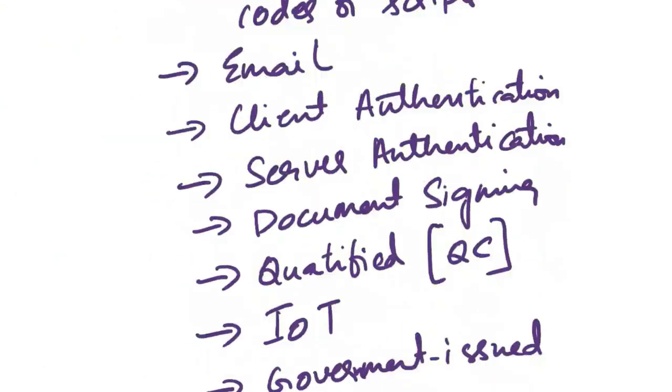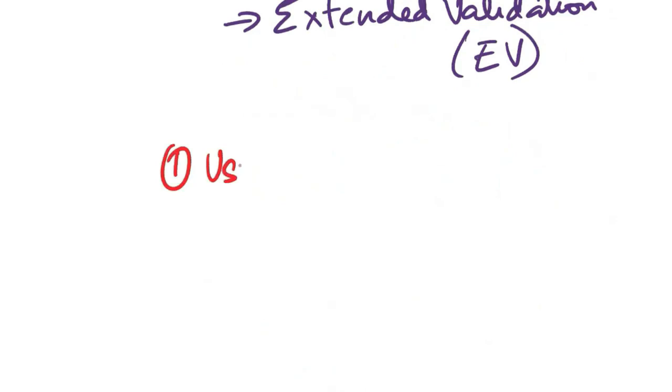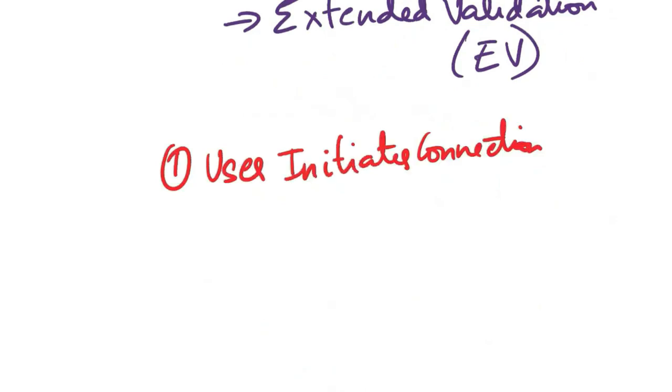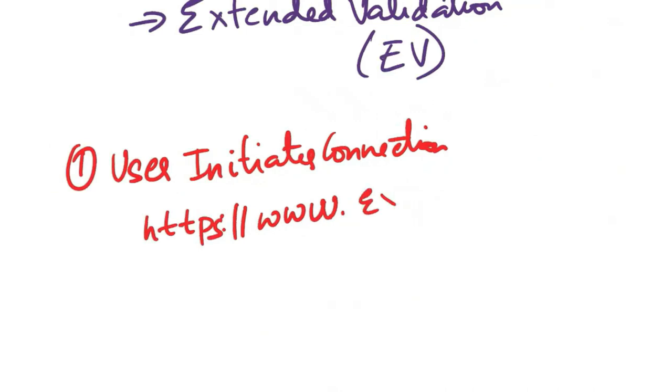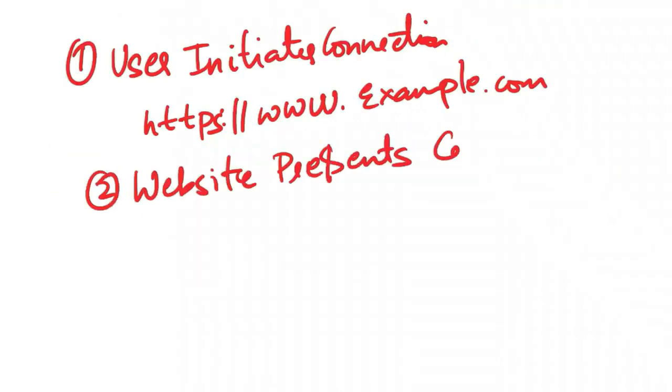Now let's see how a web browser verifies a website's digital certificate, typically used for secure HTTPS connections. First, user initiates connection. That is, a user opens web browser and enters a website address, that is URL, to visit a website. For example, say I will open the web browser and enter https://www.example.com. Second step is website presents certificate.